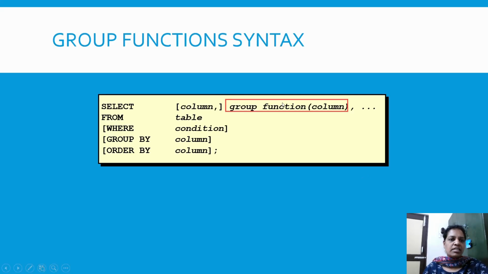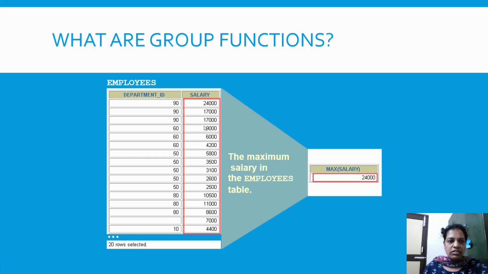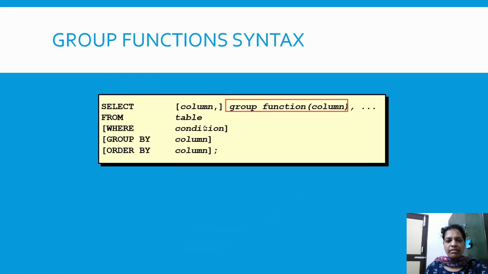Then next is the group function syntax. This is the group function syntax. Select column, group functions, column name is given from the particular table, where condition, group by column, order by column. So everything comes under group function. So when we want to do an aggregate function, it must come under group by column and order by column.